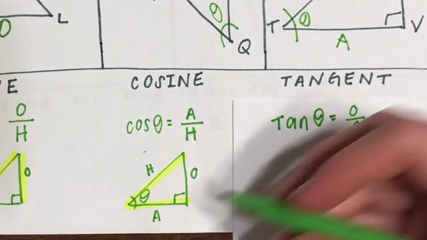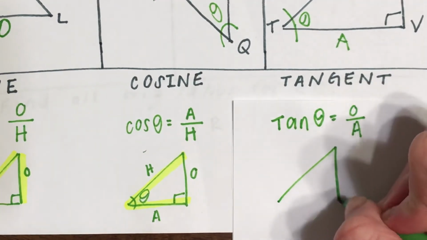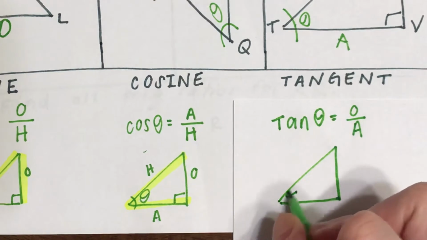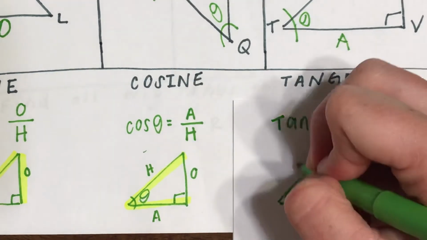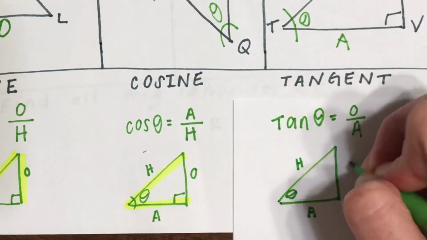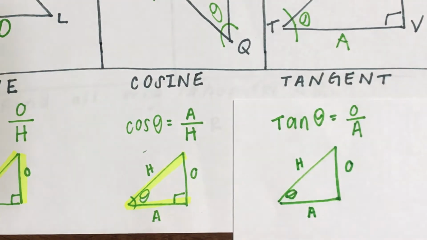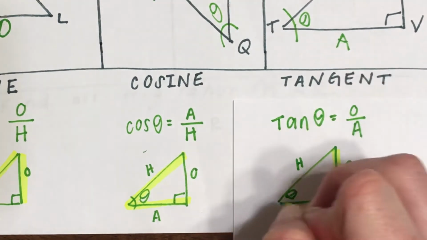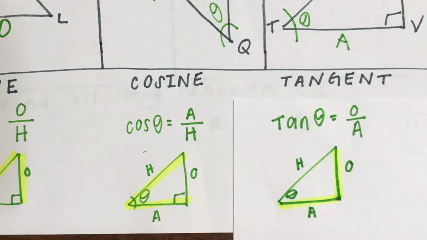Okay, so using that same triangle we used for sine and cosine, theta's here, hypotenuse, adjacent, and opposite. This ratio is not going to use the hypotenuse. It will be using the opposite side divided by the adjacent side.